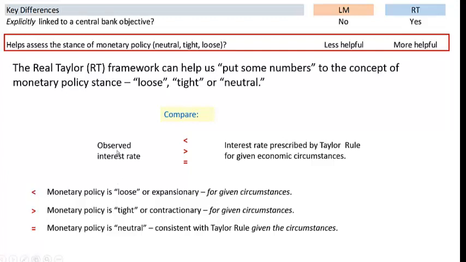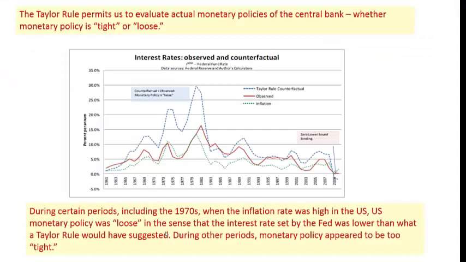But if the observed interest rate is equal to the interest rate prescribed by the Taylor rule, then we would say that monetary policy is neutral. It is consistent with the Taylor rule given the economic circumstances. So the Taylor rule is better suited than the LM curve to evaluate monetary policies of the central bank, whether monetary policies are tight or loose. And we can make this calculation.